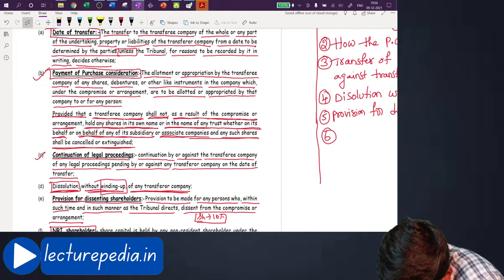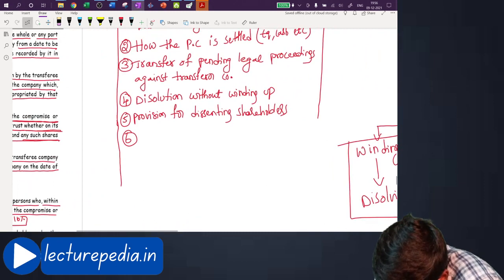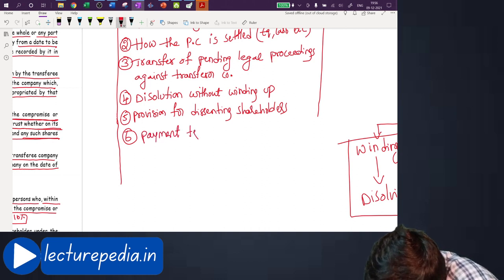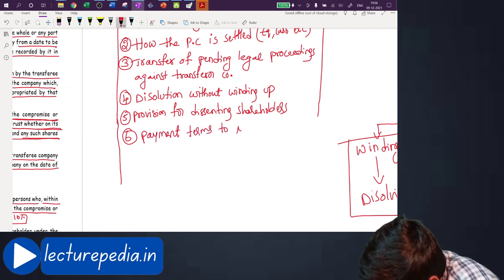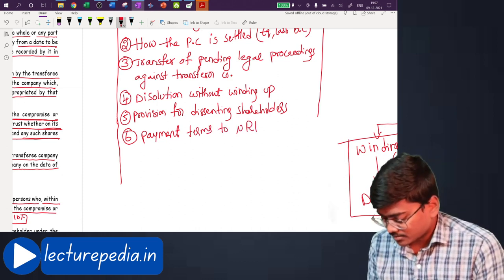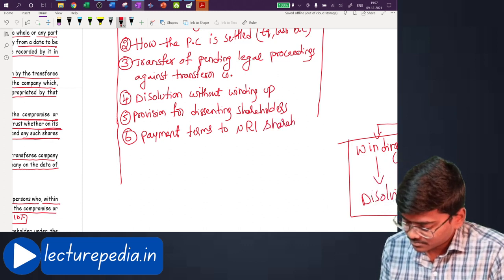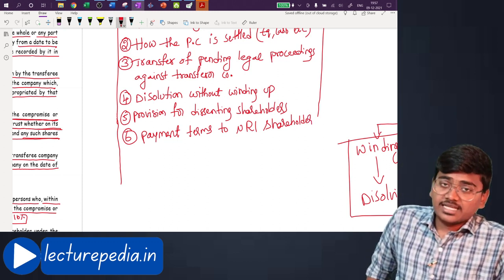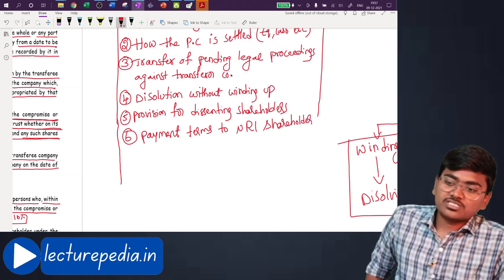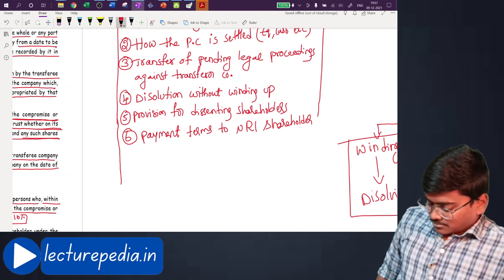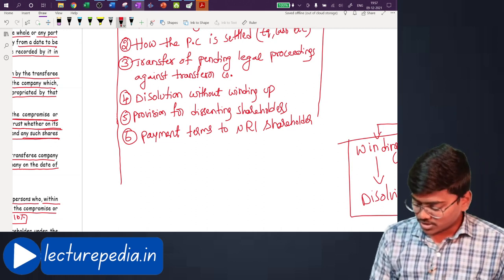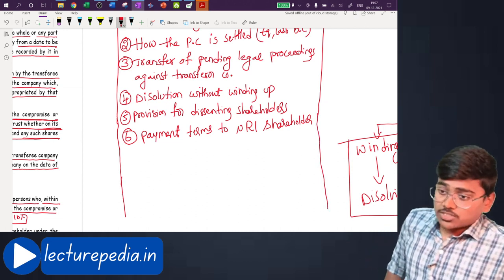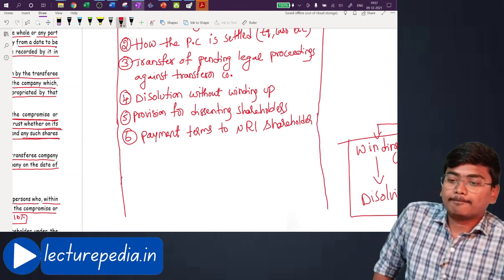Payment terms to NRI shareholder. Okay, NCLT is taking special care in respect of these NRI shareholders. It is giving special treatment to these shareholders, so as to encourage their investment into India.